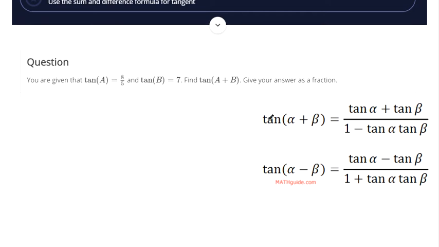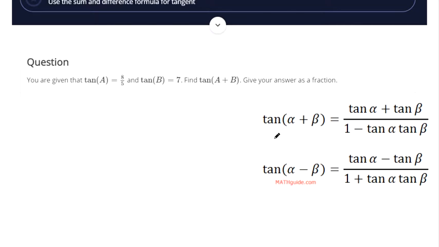We're asked to evaluate tangent of A plus B, and so if you have two angles being added together, we need the sum and difference identities. I've got them off to the side here. Some number plus some other number, you can rewrite it using this formula. Before we do that, let's draw tangent A equals 8 over 5.